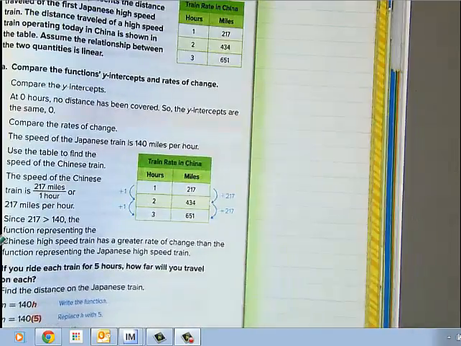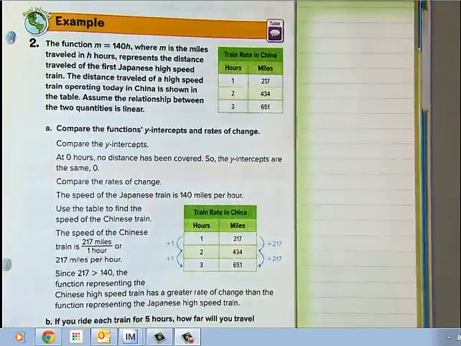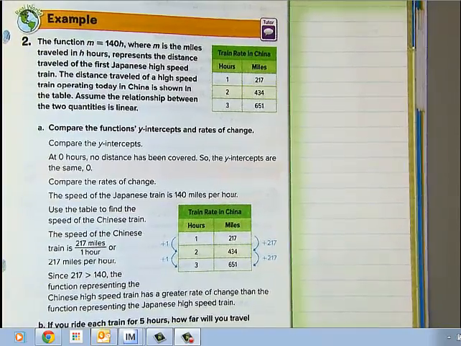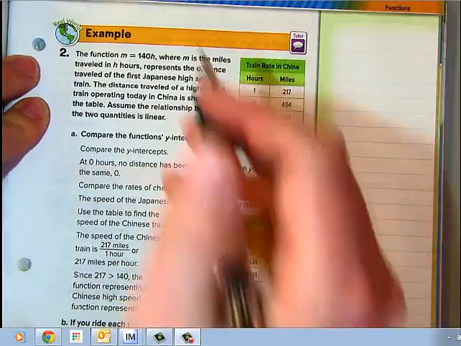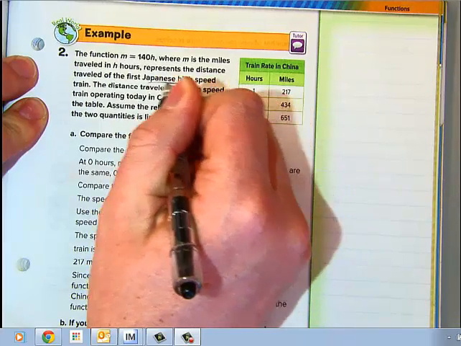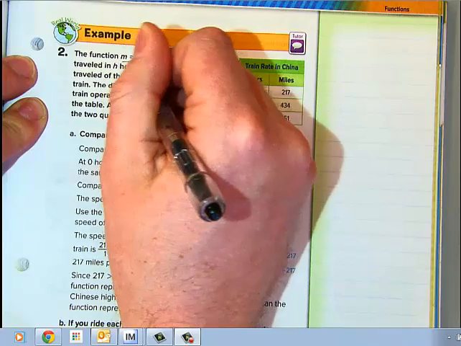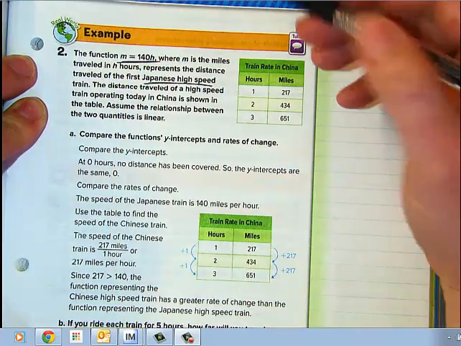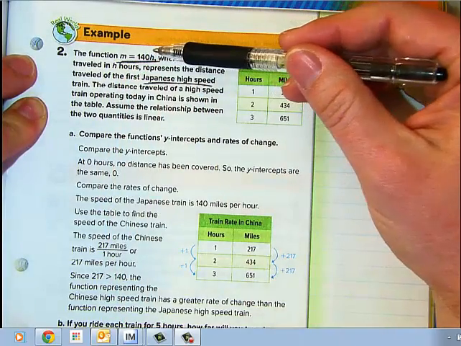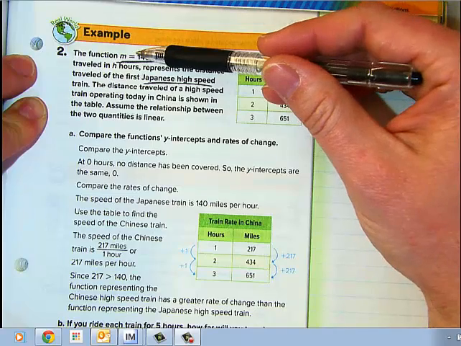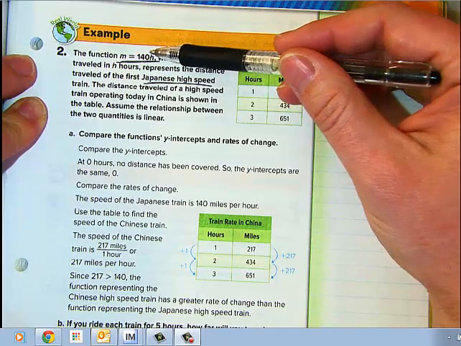Now look at the next page. Here we have 2 trains. I've already read this, so I'm just going to summarize it real fast. Okay? We have 2 trains. The first one is a Japanese high-speed train, the first one they made, and it travels at basically 140 miles per hour. Okay, so m miles equals 140 h.